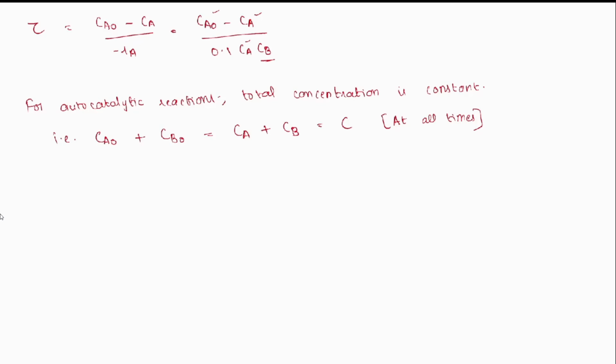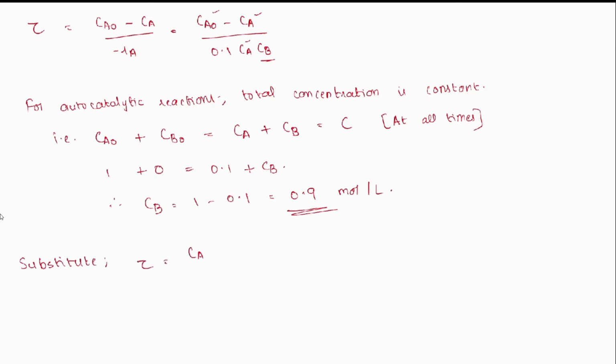They have given us the value of Ca0 and Cb0. So the value for Ca0 is 1, Cb0 is 0, and Ca we just found out as 0.1. So from this we can find the value of Cb, which comes to be 0.9 mole per liter. So now we have all the values required to find the space-time. Just substitute these values in the equation.